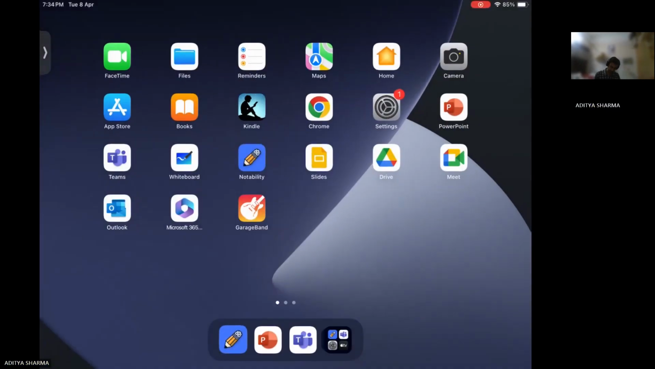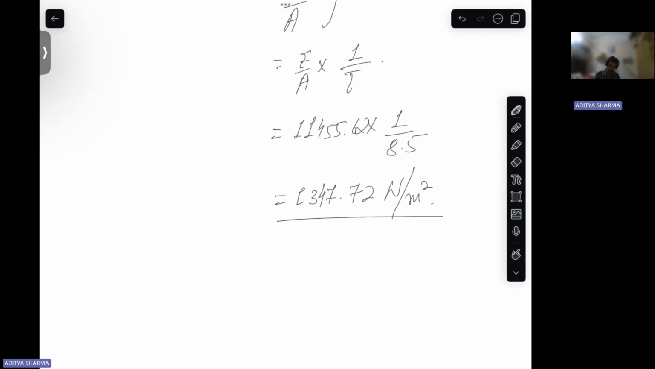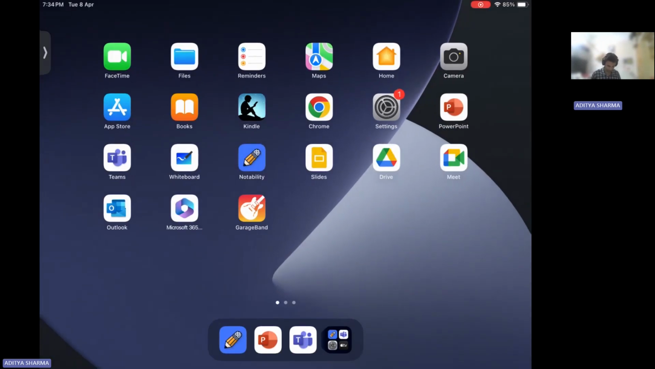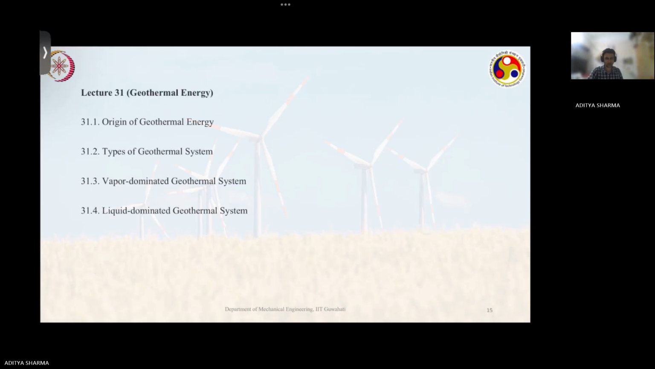So now if you want to convert it into kilowatts, then it will be 1.34, dividing it with 1000. So this was it about your lecture number 30. Then is your lecture number 31.